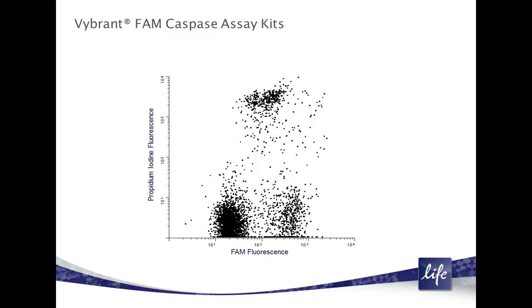So this is a plot that is typically seen with a FLICA reagent. When your Jurkat cells are induced with camptothecin, you can see that there is a change from live cells to apoptotic cells. And again, it's a good idea to bring out the necrotic or dead cells using some sort of dead cell stain.